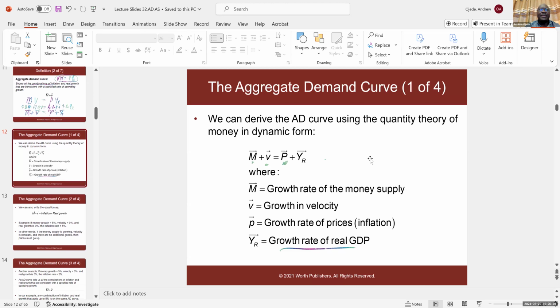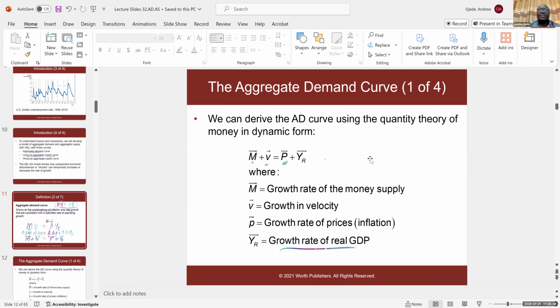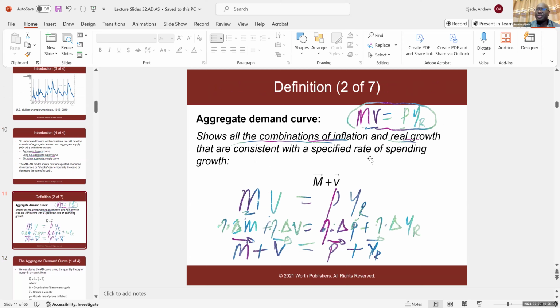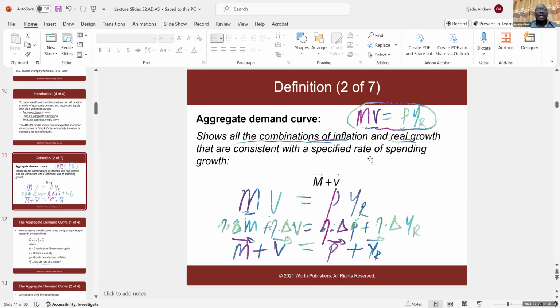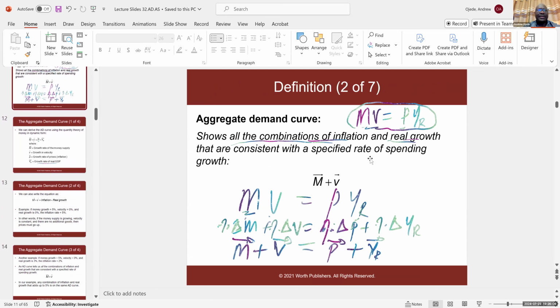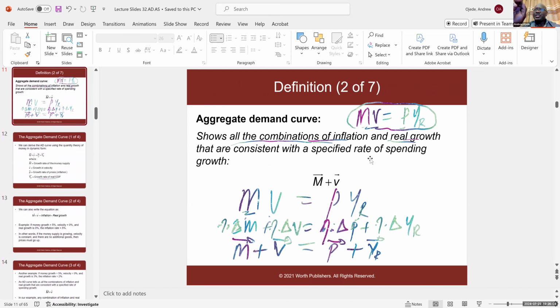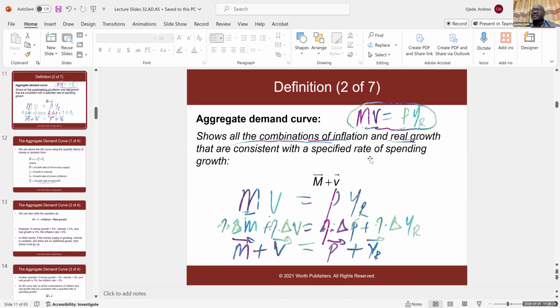So the aggregate demand curve basically shows all combinations of inflation and real growth that are consistent with a specified rate of spending growth. That means when we're drawing the aggregate demand curve, inflation goes on the vertical axis and the growth rate in real GDP goes on the horizontal axis.